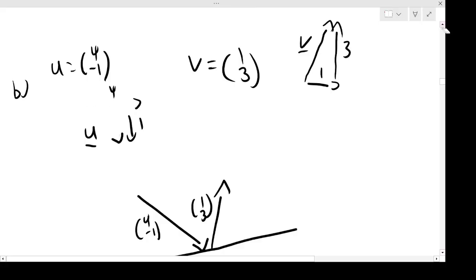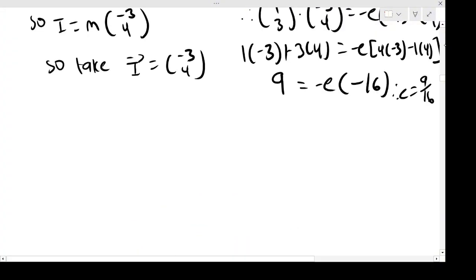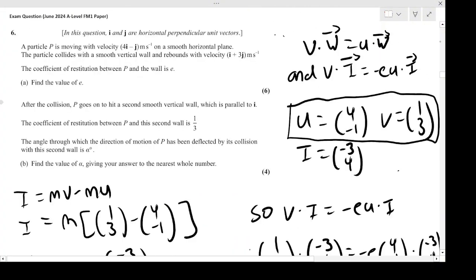Let me get rid of all this now, so let me continue with the question. Hopefully happy with that. I'm told the second vertical wall is parallel to i. Now i again is horizontal, right? It's going to be a horizontal line like that, because it's like i, or the x-axis. So it's actually going to be horizontal.